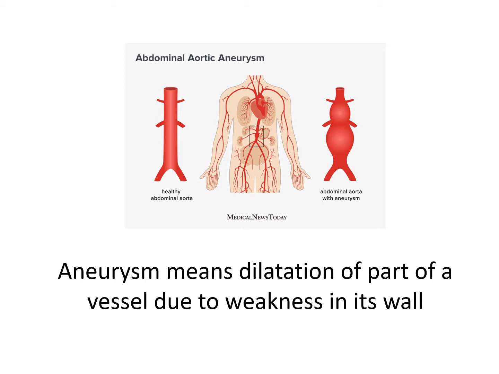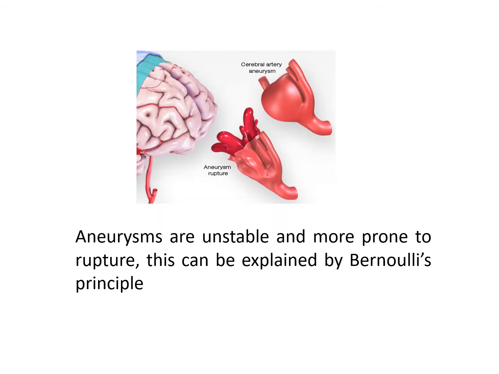What is an aneurysm? Any kind of aneurysm means dilatation of part of a vessel due to weakness in its walls. You can see here on the left-hand side a healthy abdominal aorta, and on the right-hand side the abdominal aorta with an aneurysm. It is unusually dilated. Now, aneurysms are unstable and very prone to rupture.